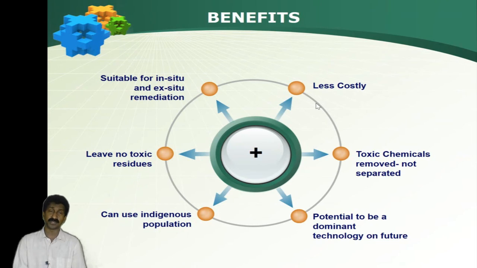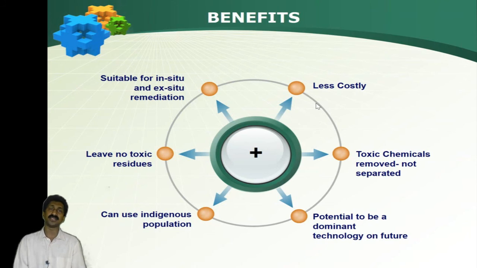It can use indigenous populations. So normally you don't require a genetically engineered superbug like Pseudomonas putida, which is for the treatment of crude oils. Indigenous organisms, indigenous populations can be used, enriched and used for bioremediation purposes instead of going for such genetically engineered ones. Then it leaves no toxic residues. If complete biomineralization is achieved, then it will not leave any toxic residues compared to the chemical conversion techniques.